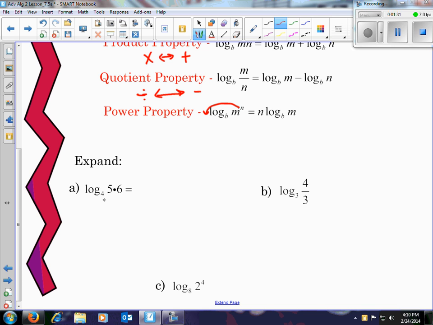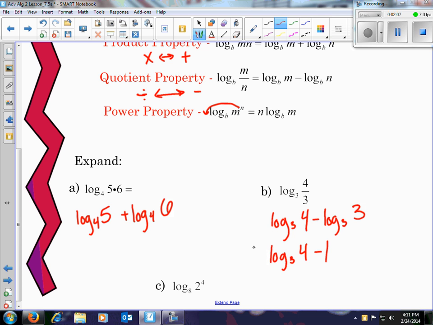So I have log base 4 of 5 times 6. I'm just going to split this and make it log base 4 of 5 plus log base 4 of 6. And that's it. That's all you do to expand. Now the next one, we're going to do the exact same thing, except this one is division. So I'm going to use subtraction. So I'm going to have log base 3 of 4 minus log base 3 of 3. Now, we do know log base 3 of 3, so we can leave log base 3 of 4 minus 1, and then we are good.